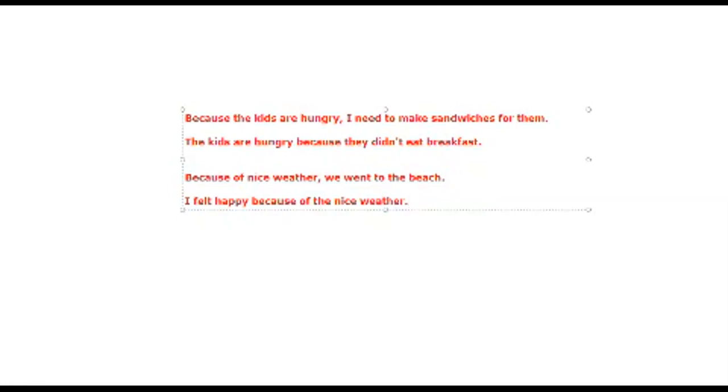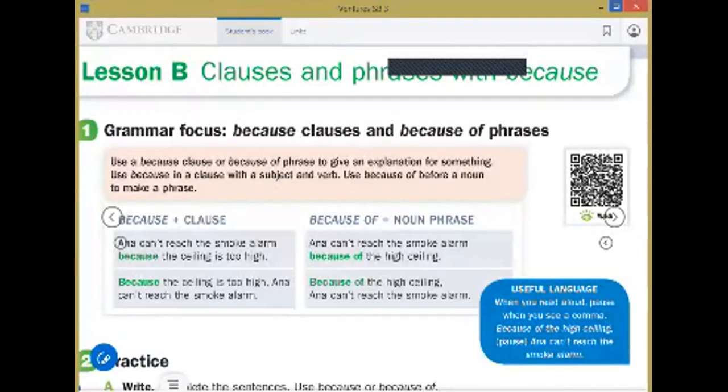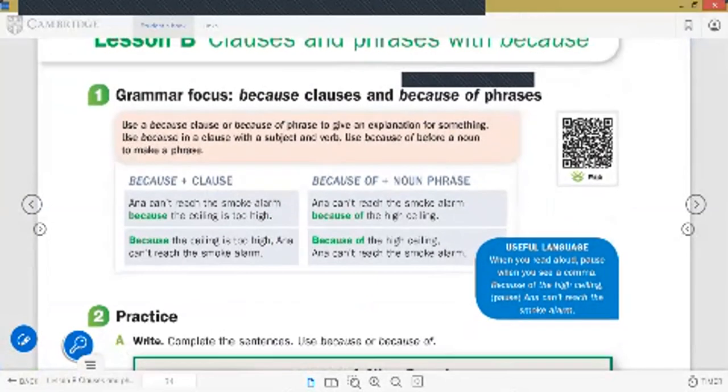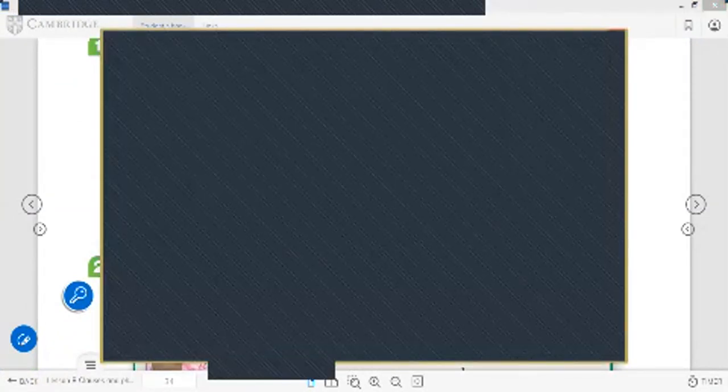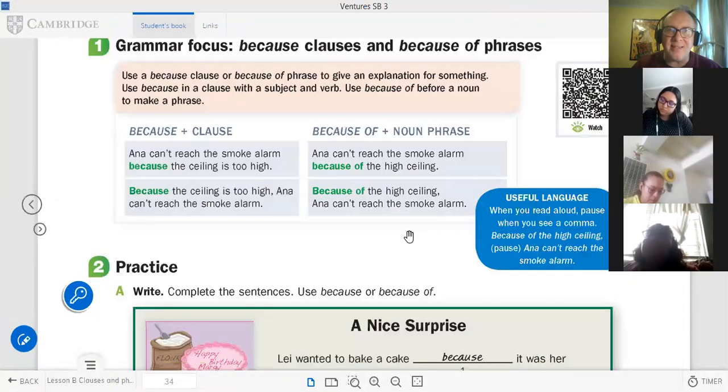Let me come back here to our book. All right. Can everybody see the book now? Yes. So this practice, oh, hold on. I forgot I need to take off this button. There we go. That button always messes up our sound.